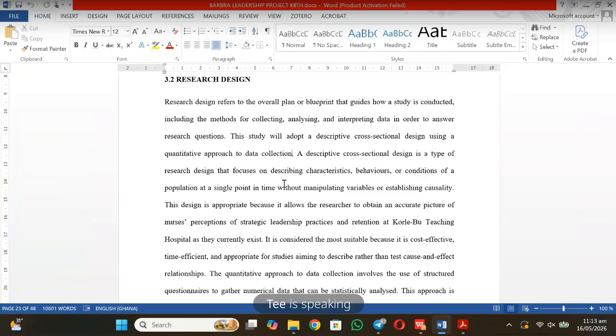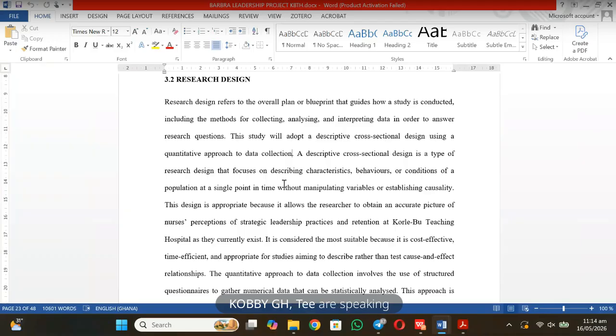Come again, we didn't hear you. I think it's your network. The prospective study design. Firstly, you explain the research design. Good, that is fine. Then secondly, you adapt the prospective study design. Here, you still use quantitative. So this study would adapt the prospective study design using a quantitative approach to data collection. Then you explain the prospective study design.